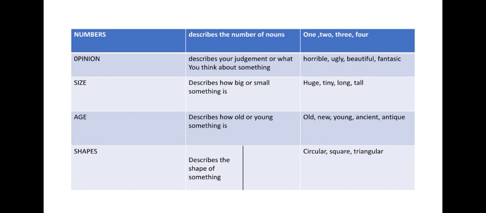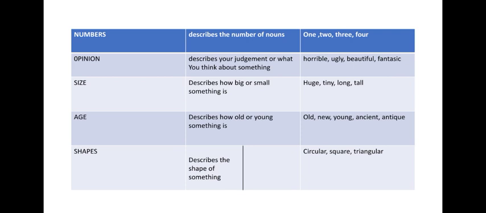In the fourth column, we have age, which describes how old or young something is. For example, old, new, young, ancient, antique. And in the fifth column, we have shape. So what is shape? It describes the shape of something. For example, circular, square, triangular, or round.